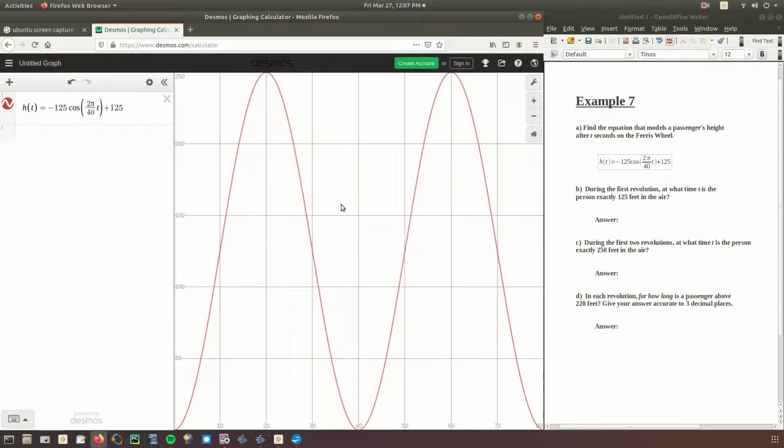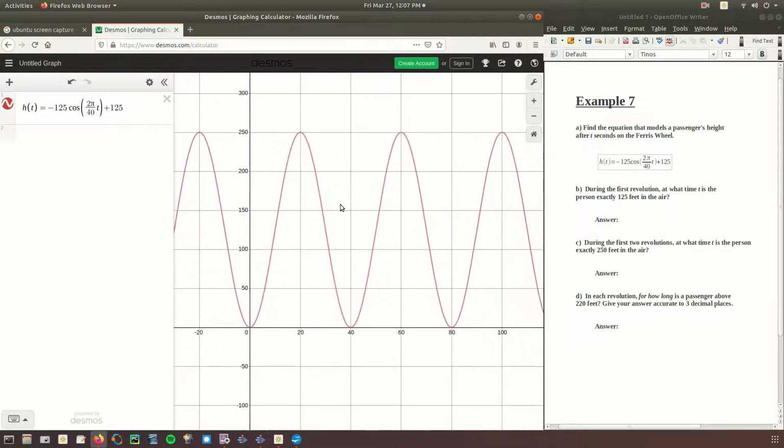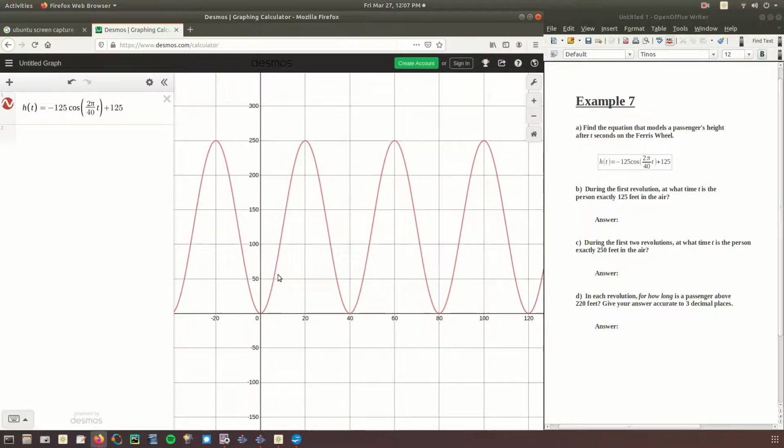When I build my window here, I typically like to zoom out and see if this feels like what I think it should feel like. What I am seeing here, some things that I do agree with are, our graph is going from a minimum of 0. We're starting at the bottom of the Ferris wheel, so this is good. We're getting to the top of the Ferris wheel at a height of 250 feet, and then we're returning back to the bottom again after 40 total seconds.